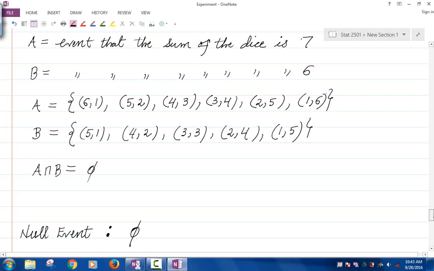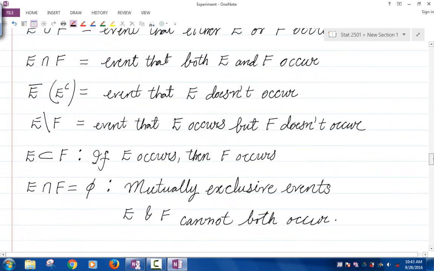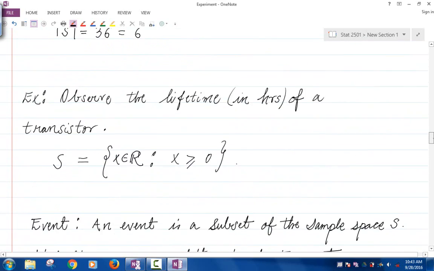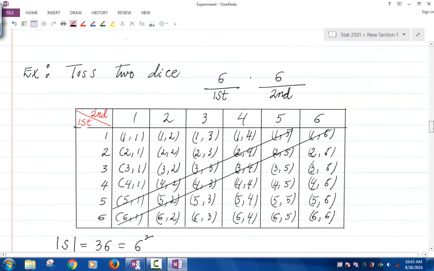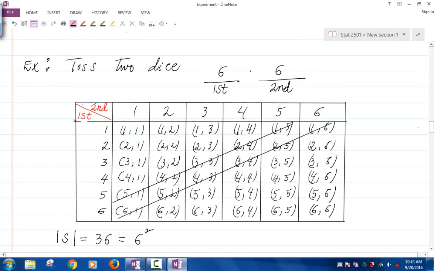Okay, so all these examples that I'm giving you, we are going to come back to these examples later on. We're going to use them in other problems. So you need to make sure that you understand all these examples.